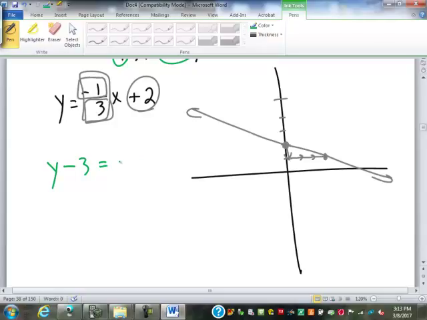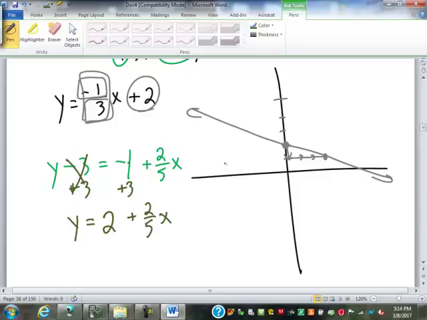y minus 3 equals negative 1 plus 2/5 x. Before I can graph this one, what do I have to do? I have to add the 3. So that's gone. I'm left with y equals negative 1 plus 3, which is 2. Remember, when I add or subtract, I only have to do it to one piece on each side. So I added the 3 to the negative 1 to get 2, and I have my 2/5 x.